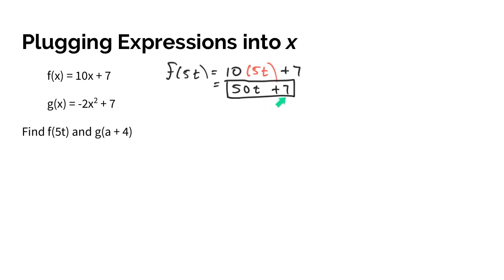It's 50t plus 7. So what you notice is that if you have in your input, because that's the location of the input, of an expression or a variable or a constant like t or something, you're going to have that in your answer, and that's okay. You're not going to end up with an answer like 50, 57, 10, or something like that. You're not solving for t, you're evaluating your expression at 5t, and so you're going to have a t in the answer. So let's take a look at g here.